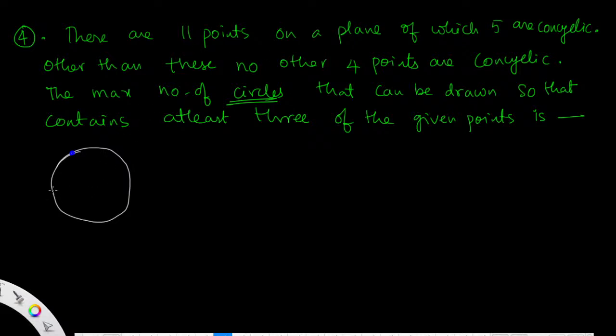So concyclic means these points lie on the circle: 1, 2, 3, 4, 5. These are concyclic. Totally 5 points are concyclic, meaning we have taken them on the circle. Next, how many remain? Out of the 11 points on the plane, 5 are on the circle, so the remaining points are 6. Whether they are collinear or non-collinear, we cannot say. 6 points are there.